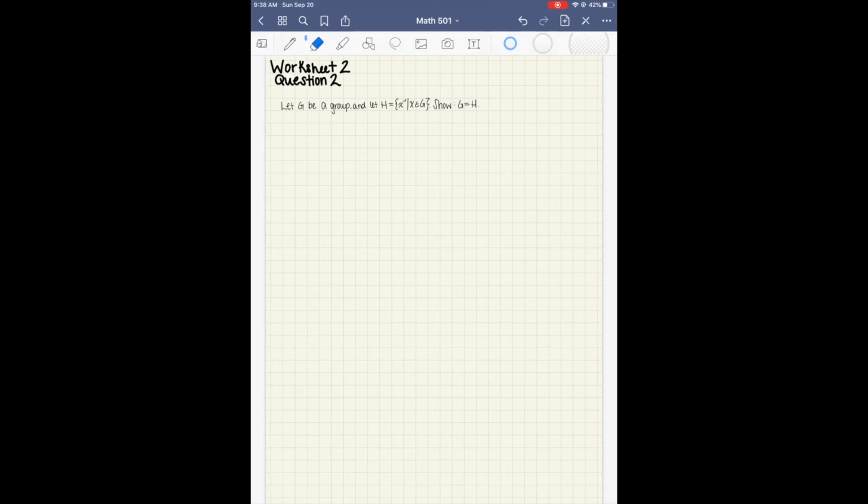For worksheet 2, I had question number 2, which was: let G be a group and let H equal the set of the inverse of X such that X is an element of G, and I had to show that G equals H. So in order to show that G equals H, I used: if G was a subset of H and H is a subset of G, then G equals H. So the first thing that I want to talk about is that G is a group.